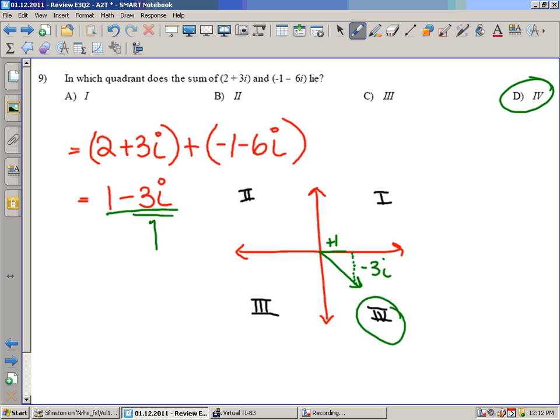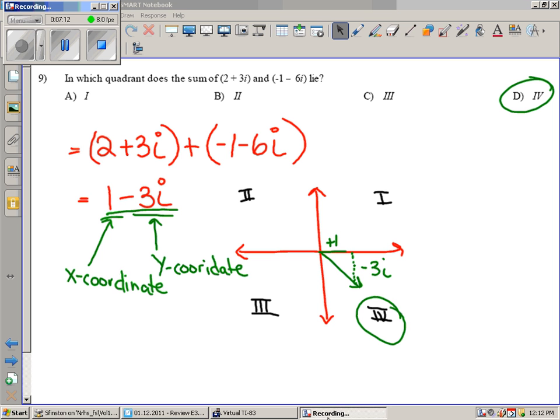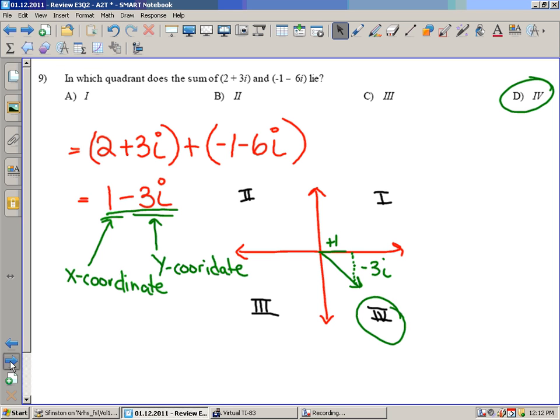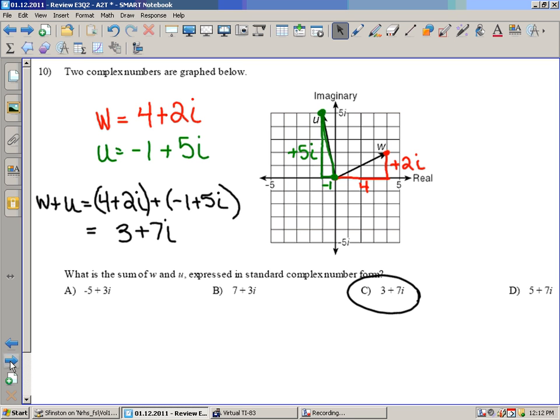This right here, if you want to think of it, is like the y coordinate. And this right here is like the x coordinate. So just grab them and put them in their correct spot. All right. Do the same thing for this one.